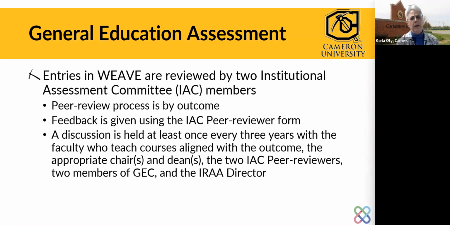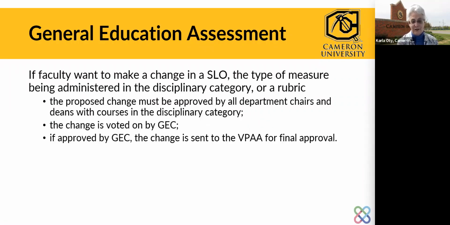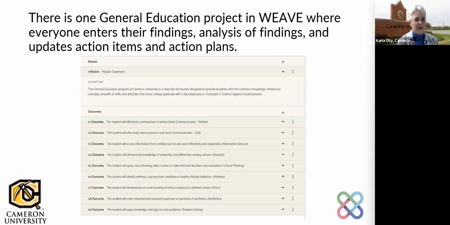And then just a little bit, we also have an institutional assessment committee and they do peer review the entries and they give feedback. And then we do have a discussion at least once every 3 years with the faculty to make sure everybody's on board, we're all doing what we're supposed to be doing, and to help them with their assessment process, right? Because this is difficult and you can run into a lot of issues that you hadn't thought about.